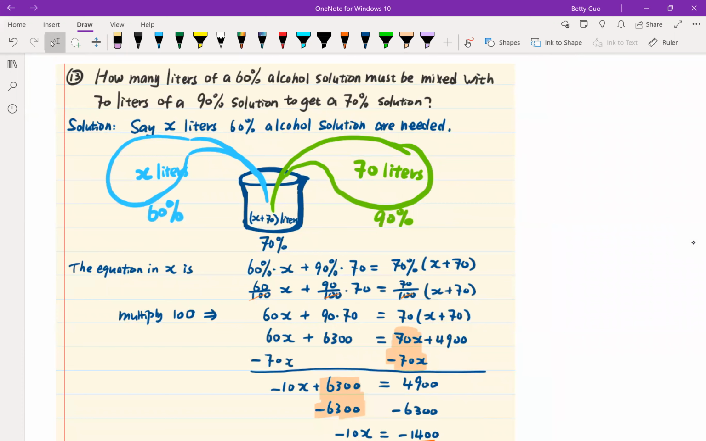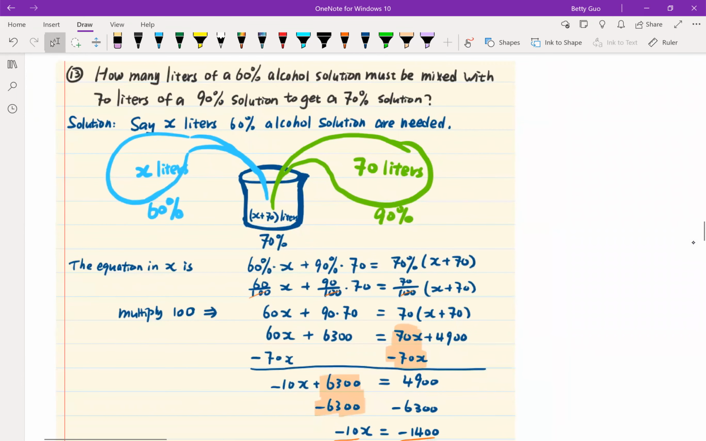Let's see if we can explain this problem here. How many liters of a 60% alcohol solution must be mixed with 70 liters of a 90% solution to get a 70% solution? When we had an example about the mixture problem, that was the acid solution. Do you guys remember? And this is the alcohol solution. The numbers are different, the solution is different, but the way we process it is the same.